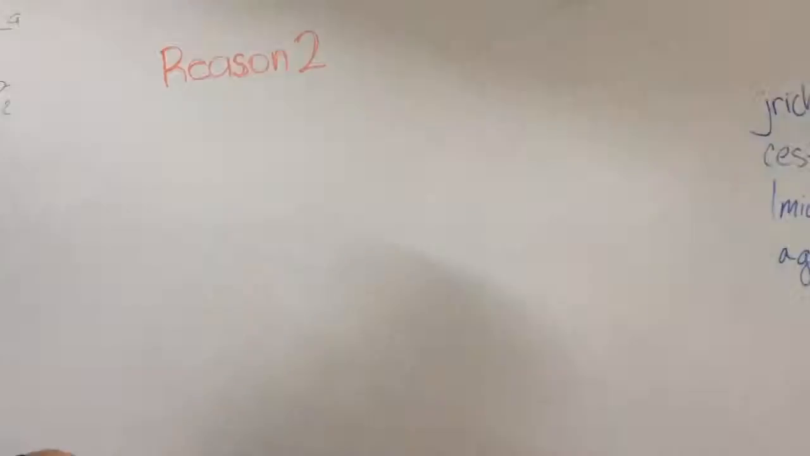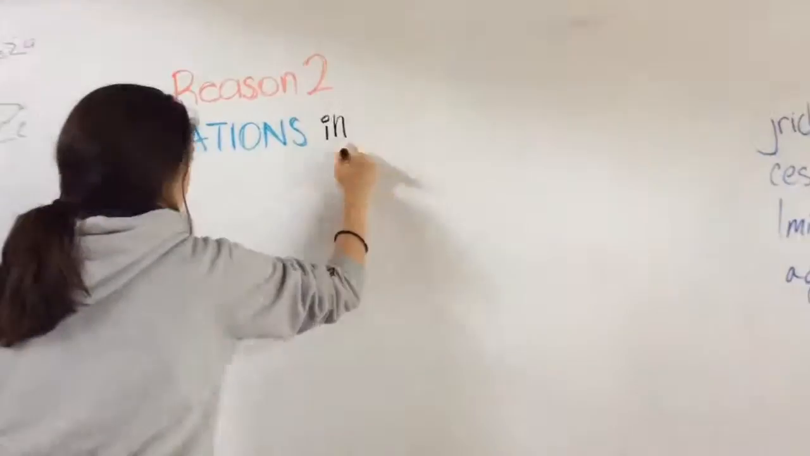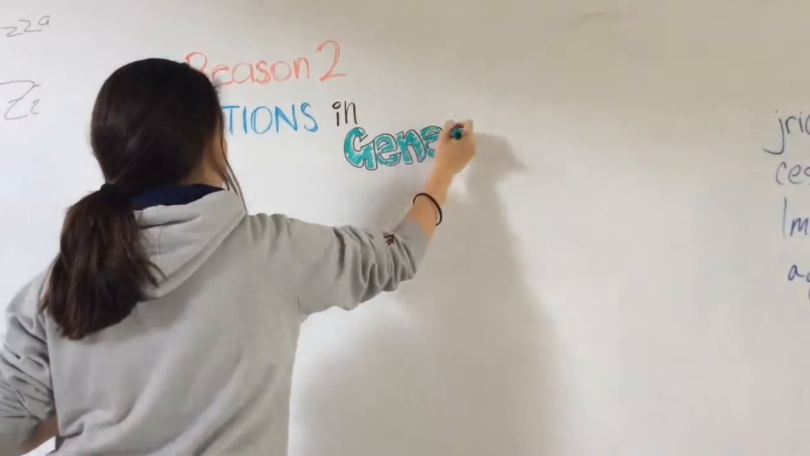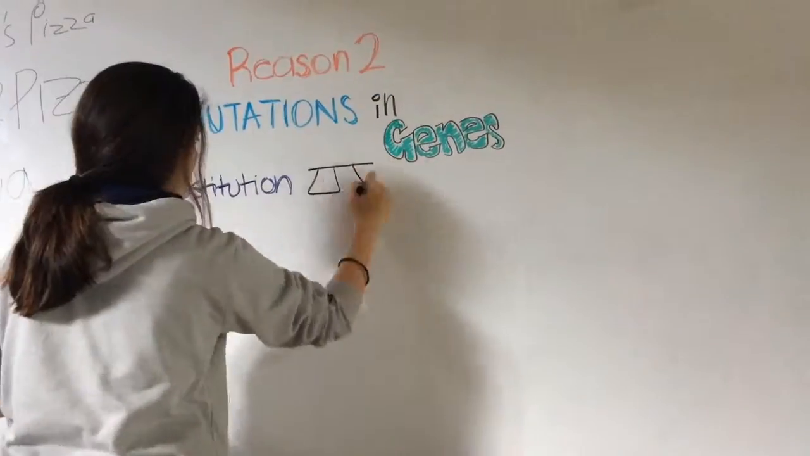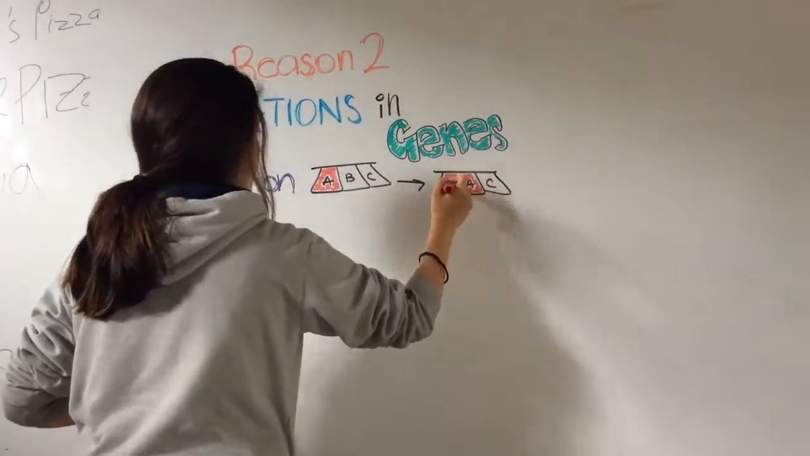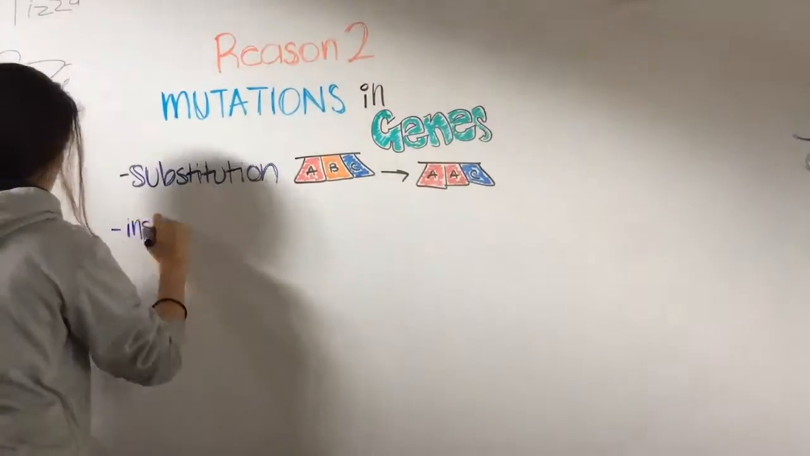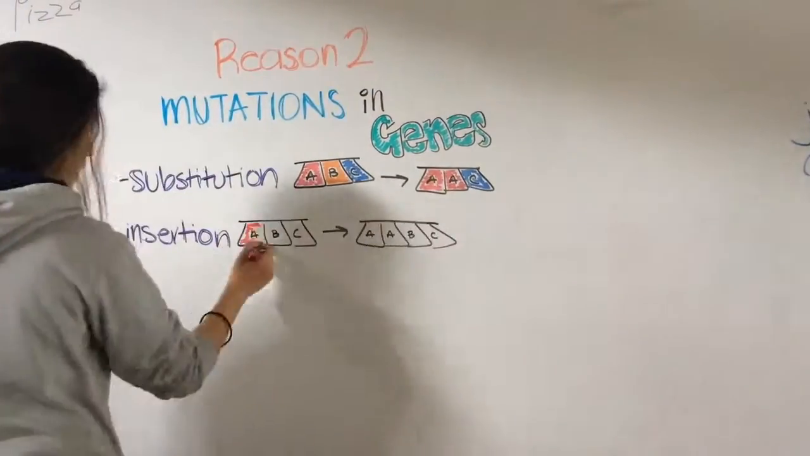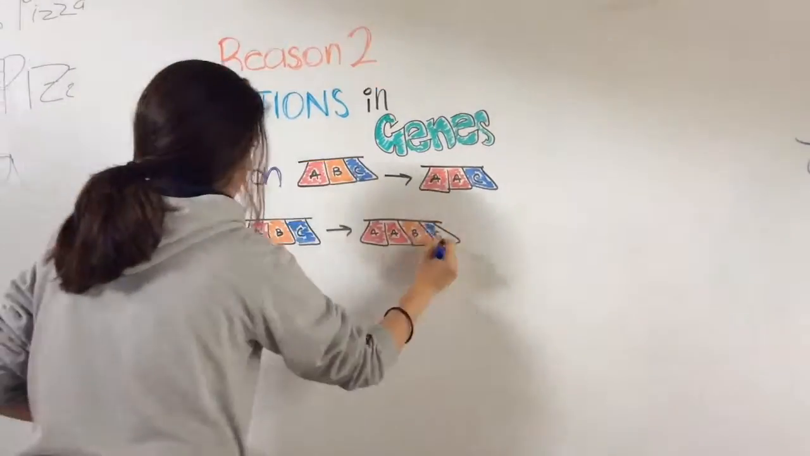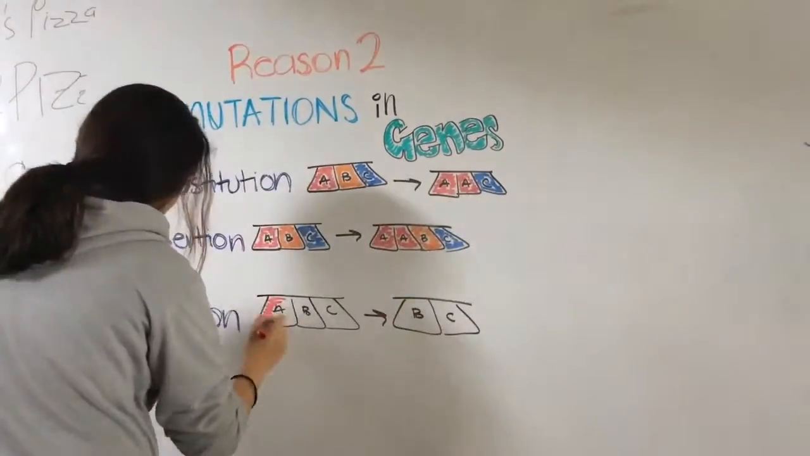Reason number 2 is gene mutations, and this includes substitution, which means the wrong base is matched, insertion, which means an extra base is added, and deletion, which means a base is removed. And keep in mind that all of these can happen as sex cells are dividing or when an embryo is growing.